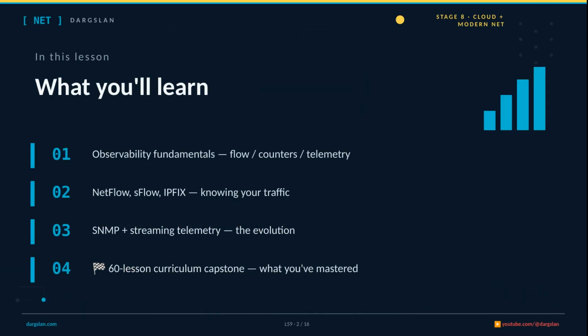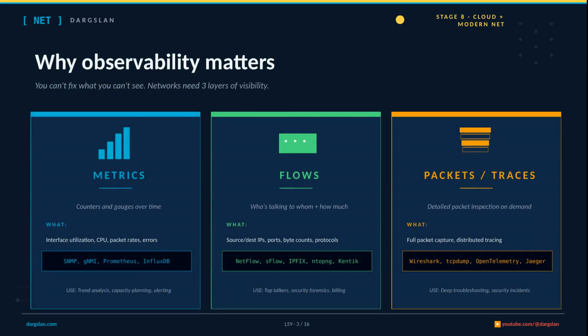We'll start with the fundamentals, the vocabulary of observability, and why flows, counters, and telemetry each tell you something different. Then we'll get hands-on with the flow protocols, NetFlow, sFlow, and IPFIX. From there, we trace the evolution from classic SNMP polling into modern streaming telemetry. And finally, we plant the flag, a capstone look back across all 60 lessons and everything you've built. So let's start with the foundation.